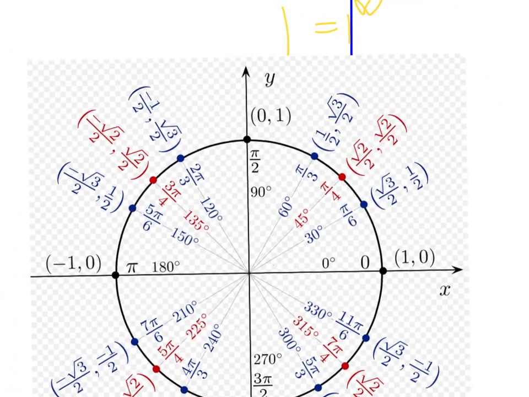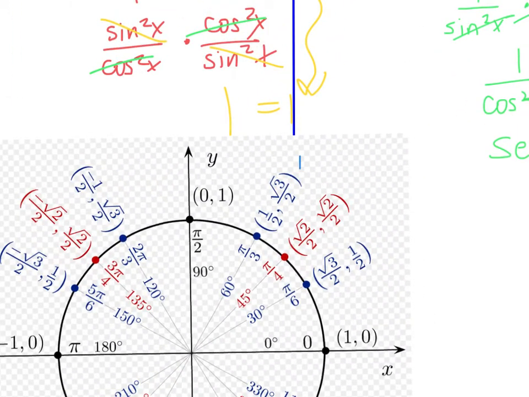Remember, I told you the easiest thing to do is next to your ordered pairs. This ordered pair right here gives me square root of 3 for my tangent. This one right here gives me square root of 3 over 3. It's good to memorize that.